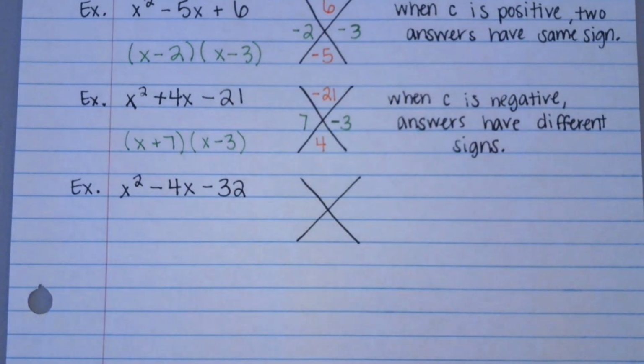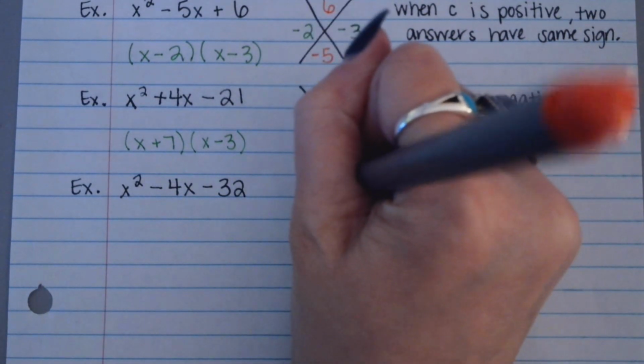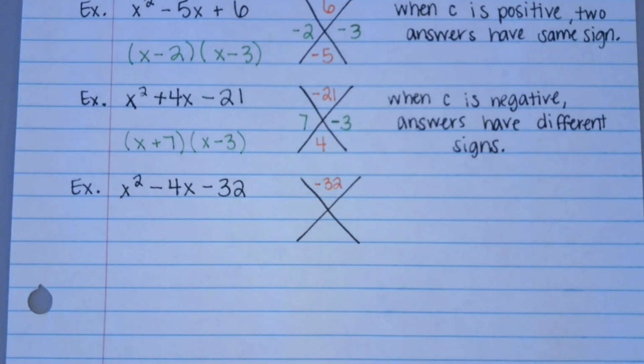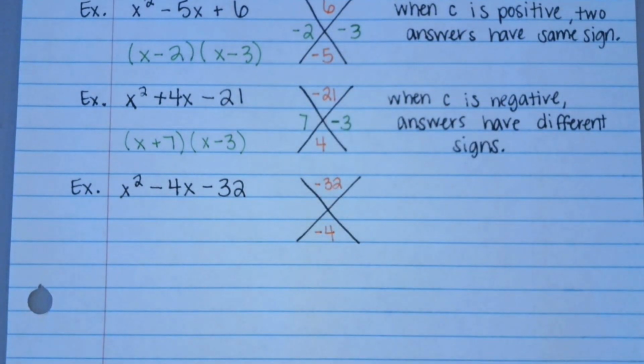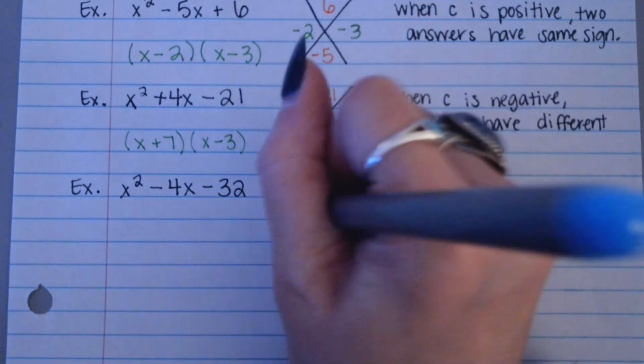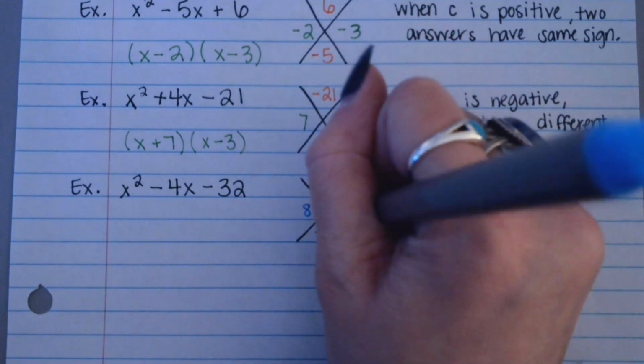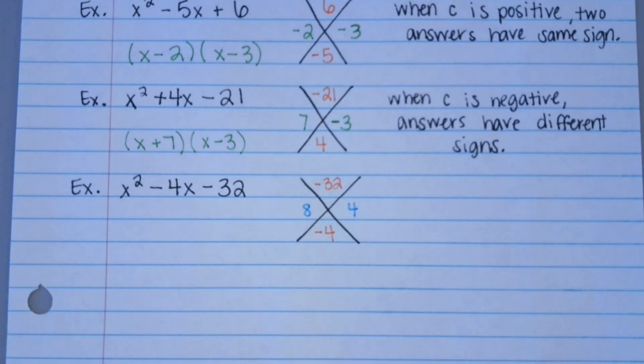What is my C value? Negative 32. C is negative, so we already know we have one positive and one negative answer. What is my B value? Negative 4. So, multiply together to be 32, but the numbers are 4 away from each other. So 8 and 4, right? 8 times 4 in some way will give me 32.